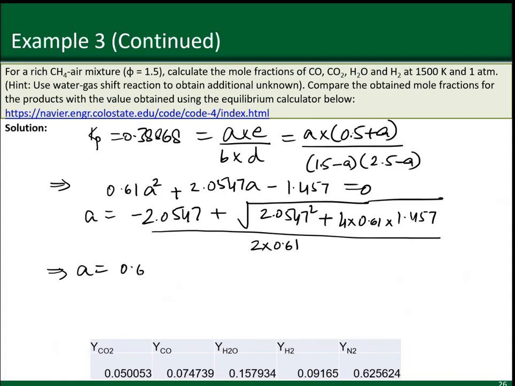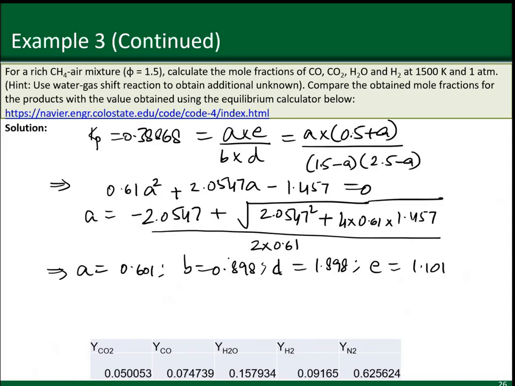And here, when you solve for it, the value for A comes to be 0.601, B is 0.898, C, sorry, we don't have C, just to avoid confusion with carbon. D is 1.898, and E is 1.101. Now, these are not mole fractions, these are the moles, right? Moles for the different species.